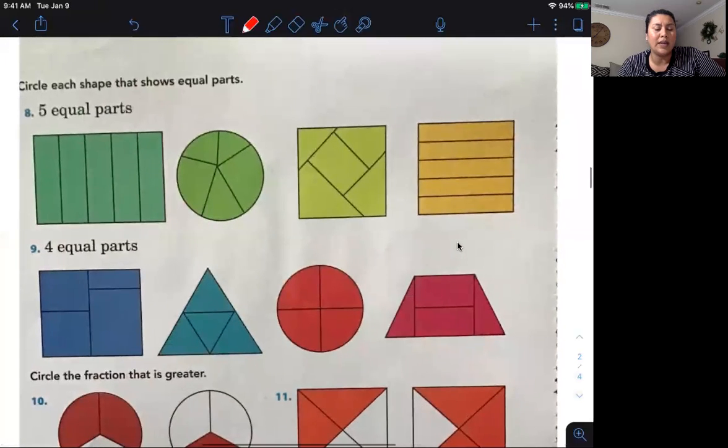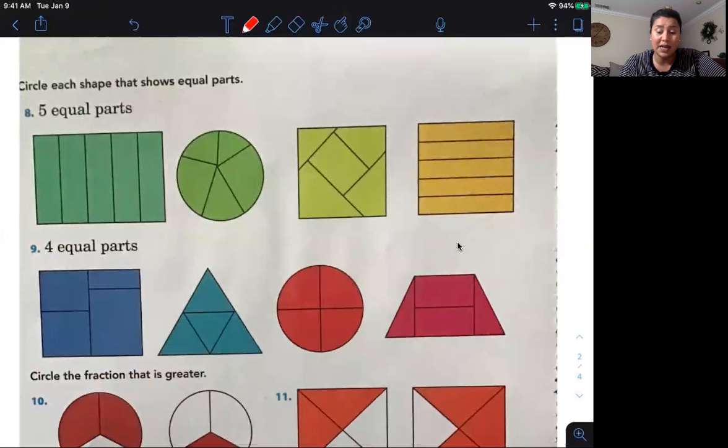We're going to circle each shape that shows equal parts. Now, here's the thing, this is important. When we're talking about fractions, the parts must be equal or we can't really count it. There's got to be enough for our friends to share, okay? So 5 equal parts. Equal means the same.